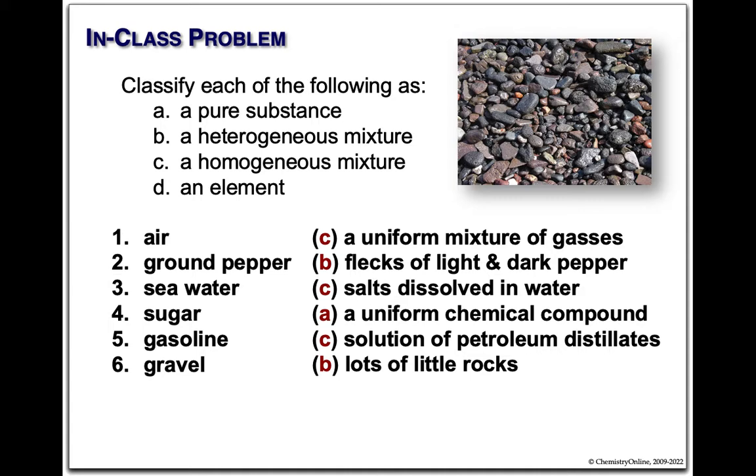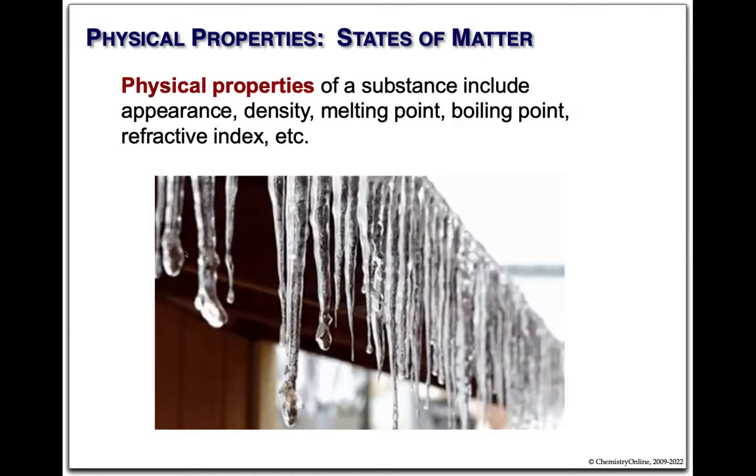All right, let's move on to properties. We're going to talk about physical properties and chemical properties. The simplest of the physical properties is the state of matter. This is an icicle. We will see these before the end of our semester, sadly. And these are melting. As they do that, they're changing from solid water into liquid. This is called a change in state.